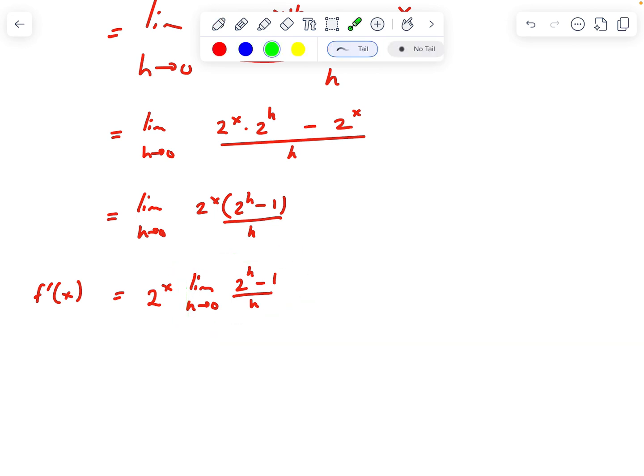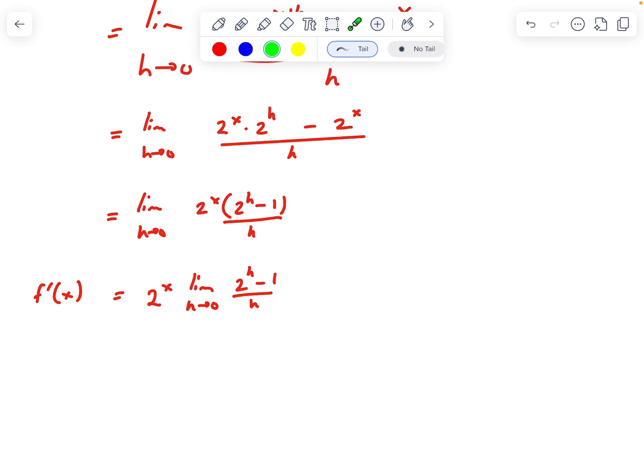Well, h can't be 0 because you can't put 0 on the bottom of a fraction. But if you put 0 into the top, you get 2 to the 0 is 1, 1 minus 1. This is 0 over 0. So it might have a limit that exists. It might have a y value with a hole, and the hole is at h equals 0, and it does.